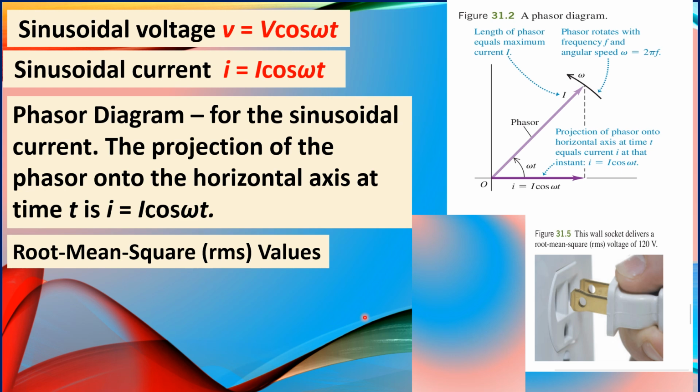Inasmuch as the voltage as well as the current at any given time is not constant, the small current i is always dependent on the maximum current as well as the value of the cosine of the angle. So this brings us to the concept of what we call root mean square or RMS values.